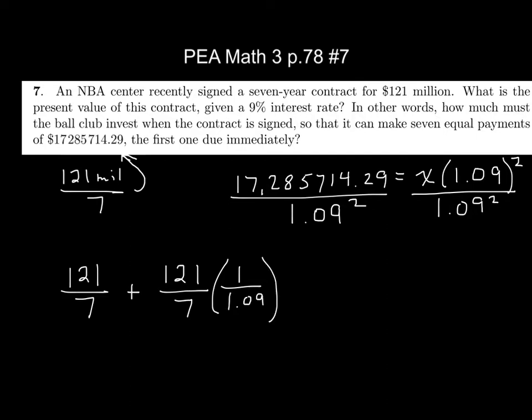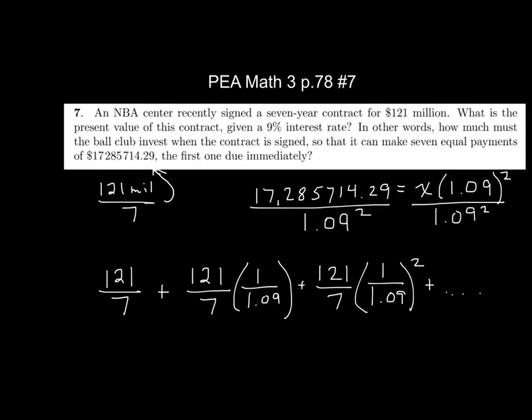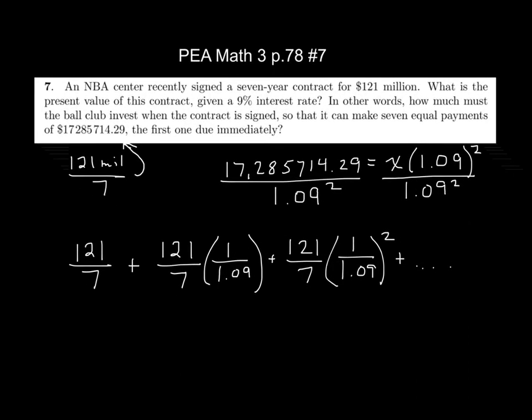I could have just saved that much. The next would be 1.09 squared. The next one would be that much. So is everybody following where I'm getting these amounts from?